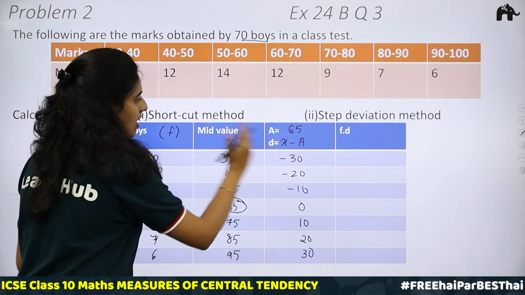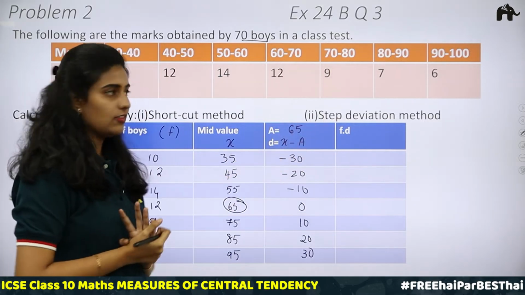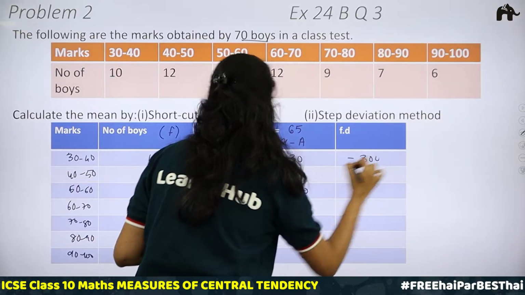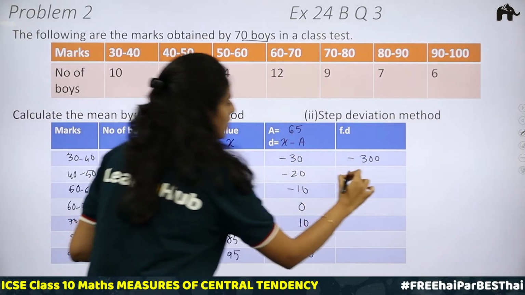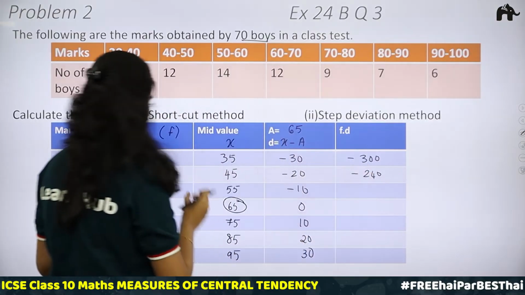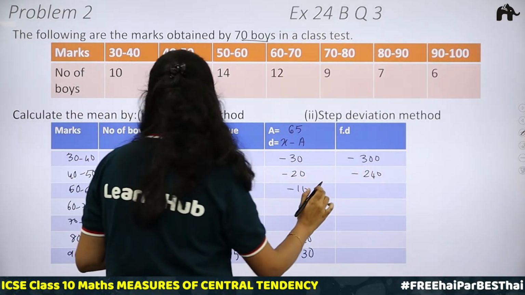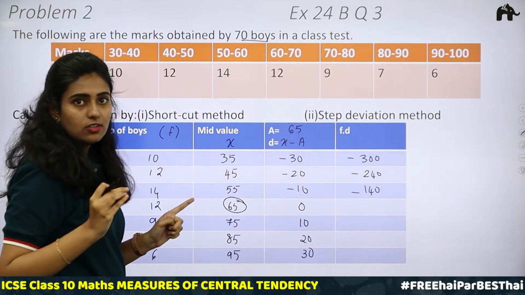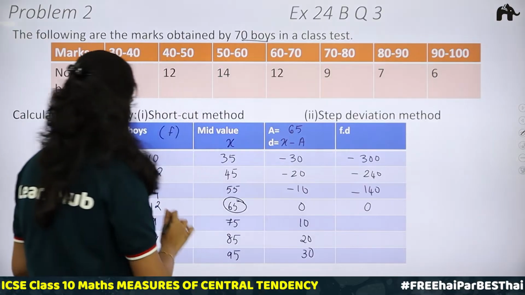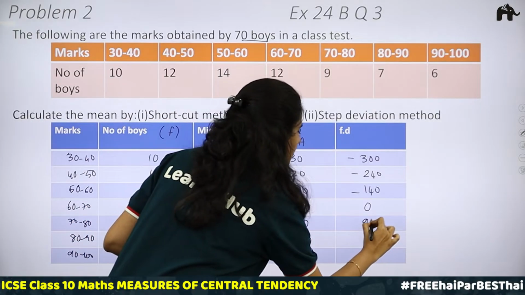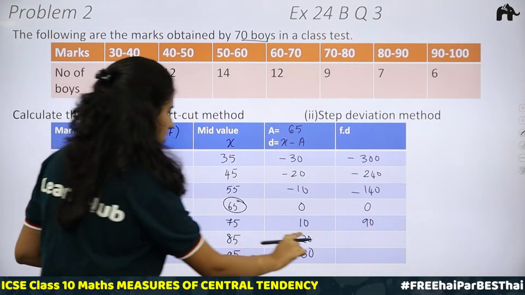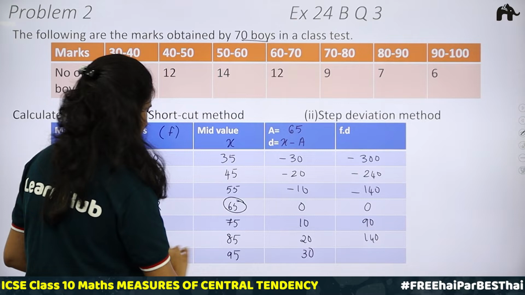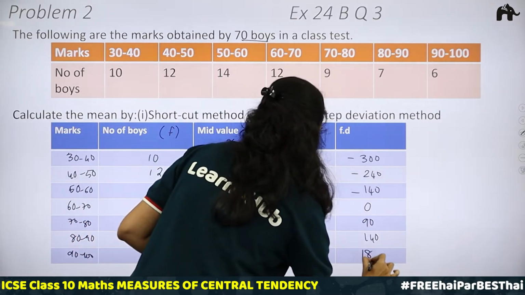We know the frequency and the difference, so you can easily find what F into D is. 10 into minus 30, minus 300. 12 into minus 20, minus 240. 14 into minus 10, that is minus 140. Next, 12 into 0, 0. Next, 9 into 10, 90. After that, 7 into 20, that is 140. 6 into 30 is equal to 180.